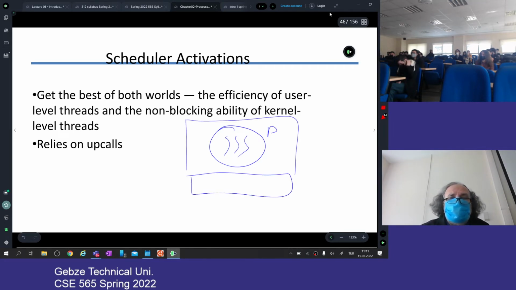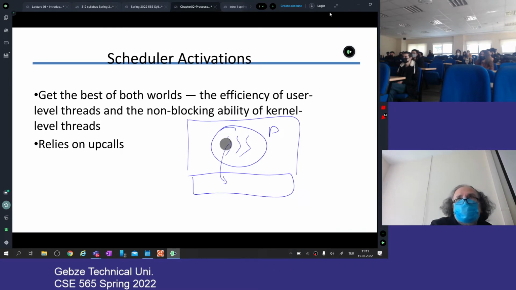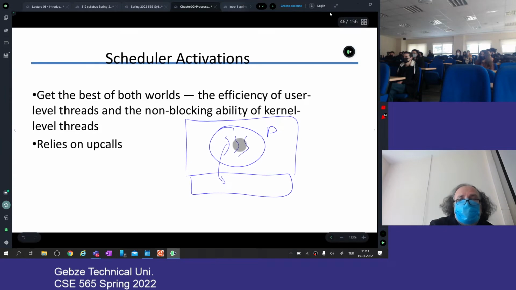This one said, okay, read something for me. And the operating system says that the data is not ready. I will let you know when the data is ready, but you can continue running. So, this thread cannot continue, right? It needs the data, but the other two can continue. So my thread library inside this process can schedule another thread.